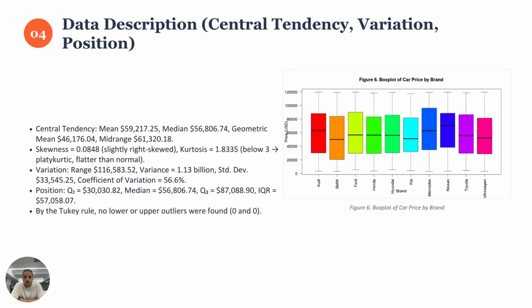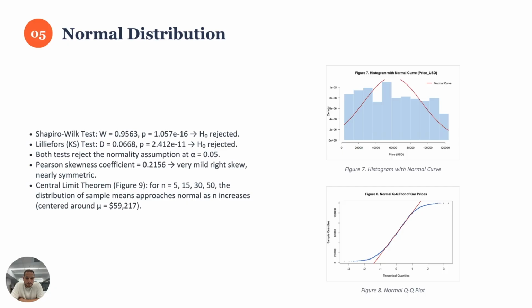Our coefficient of variation is 56.6%, which is quite high, and the IQR is $57,058. As you can see in the box plot in figure 6, price distributions look very similar across brands, and using the 1.5 IQR rule, we found no outliers. Now, let's test if our data follows a normal distribution.